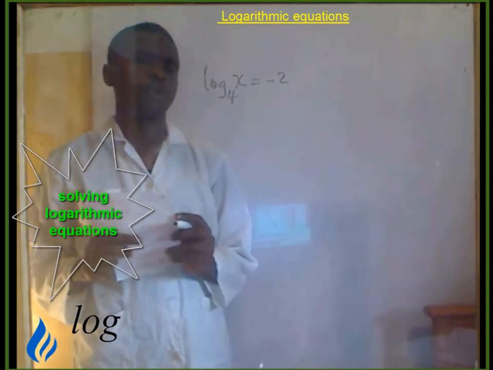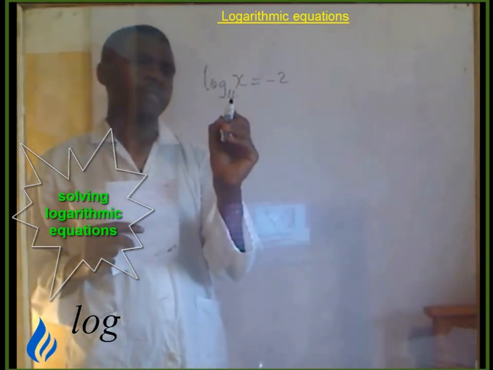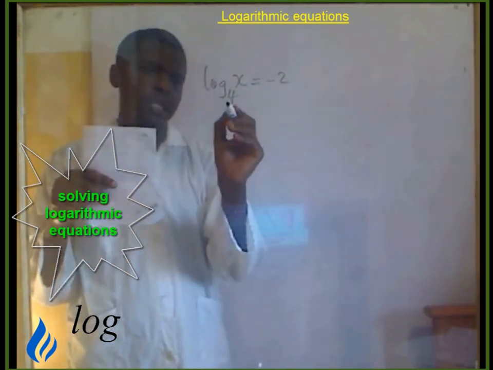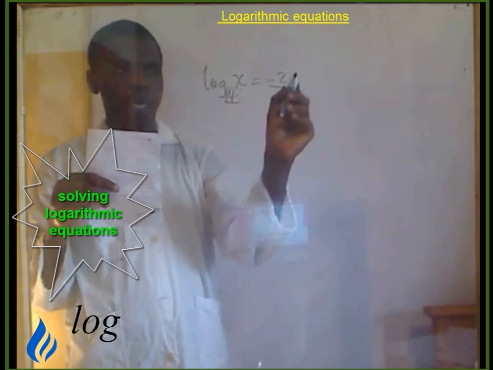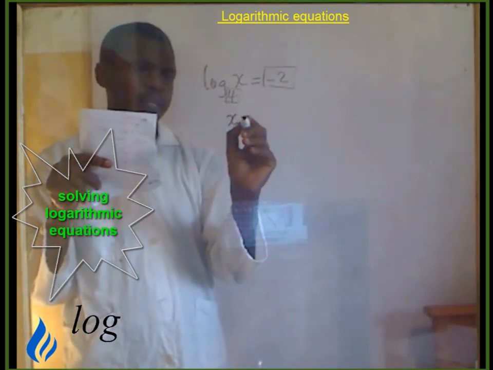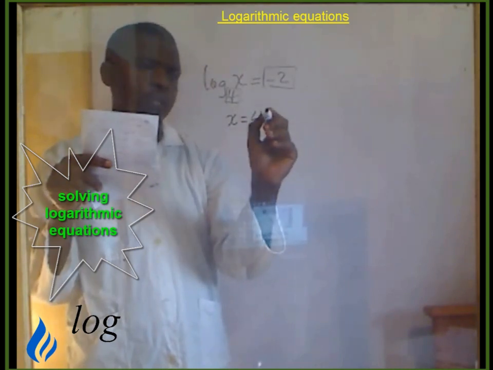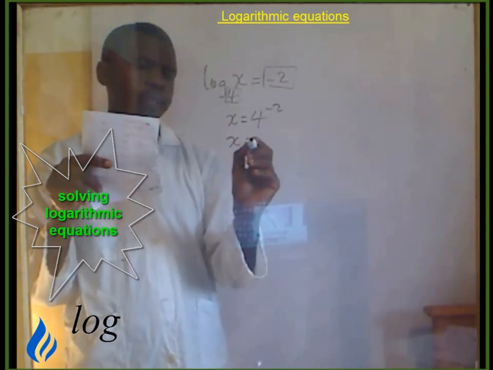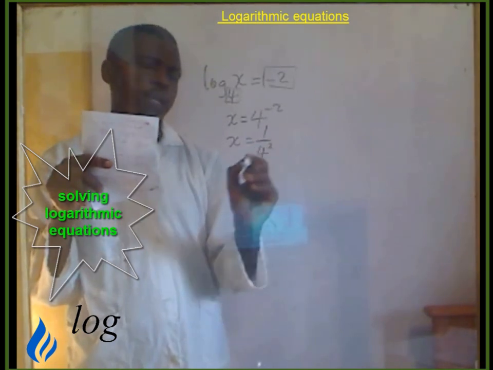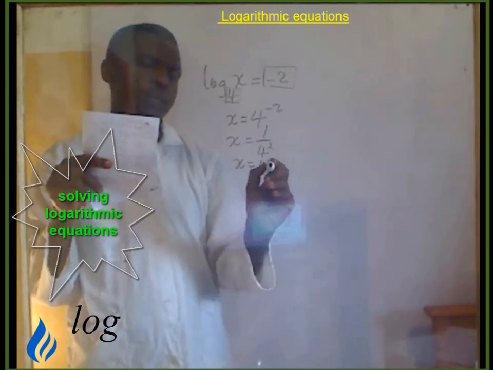If we are given this problem, log base 4 of x is equal to minus 2. This is our base and this is our logarithm. So we are saying here that x is equal to 4 raised to the power minus 2. x is equal to 1 over 4 squared. x equals 1 over 16.